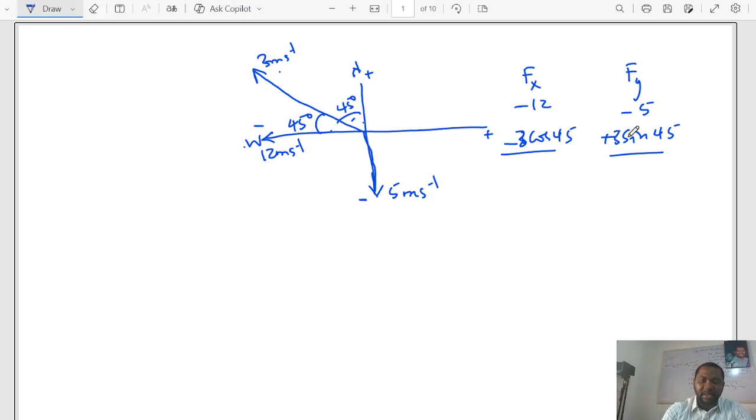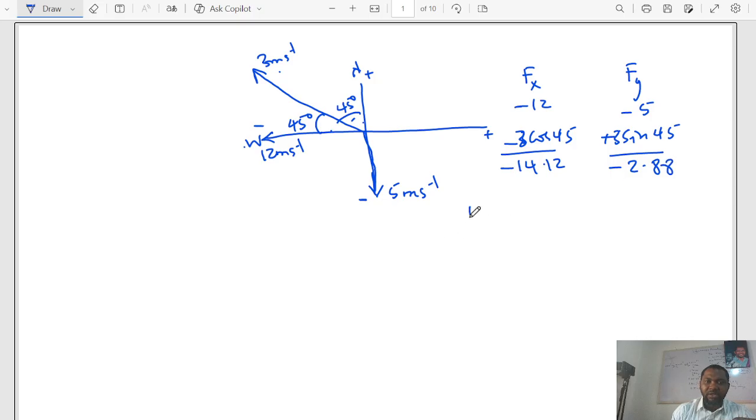I'm going to use my calculator here and add this. So we have negative 12 minus 3 cos 45. This is going to give us, sorry, I made a mistake, negative 14.12. While the next one, you have negative 5 plus 3 sin 45. So this is minus 2.88.